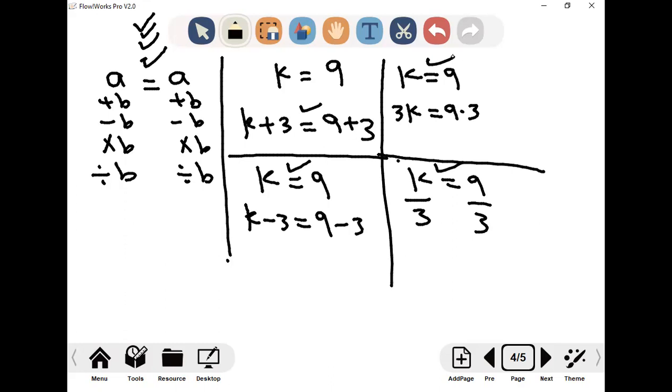Let's go next. Example 1. Focus with us now.